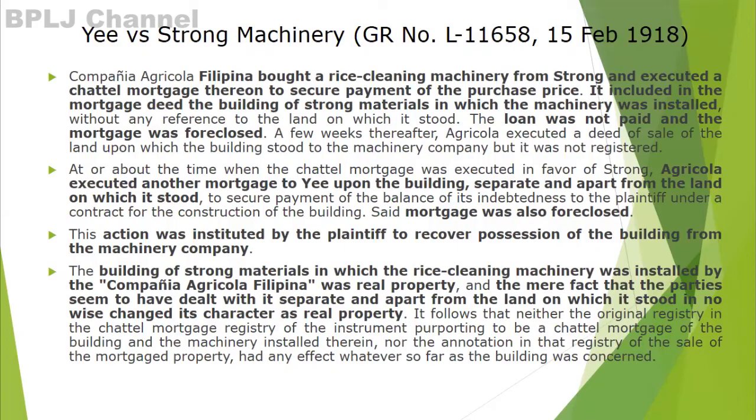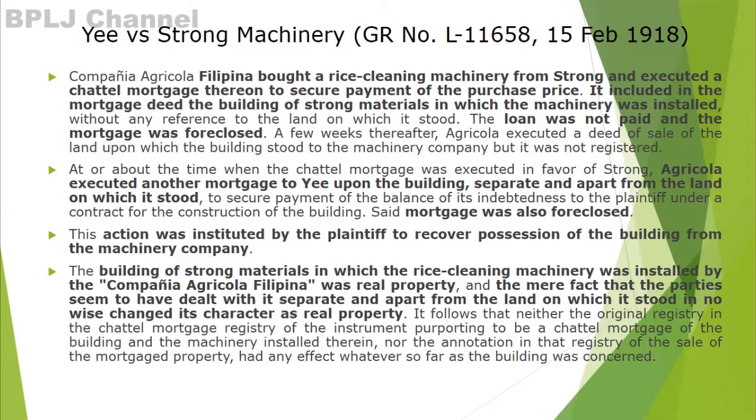However, if there are third persons involved, such third person is not bound by the said stipulation. So, said third person can still insist that the property, insofar as that third person is concerned, is immovable and not personal pursuant to the party stipulation. That is what the Supreme Court told us in the case of Yi versus Strong Machinery.